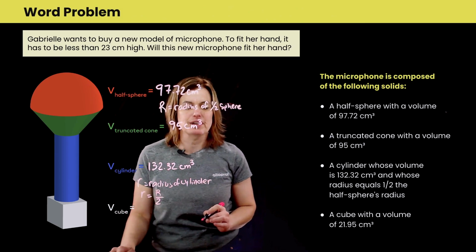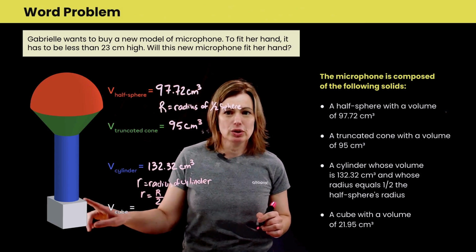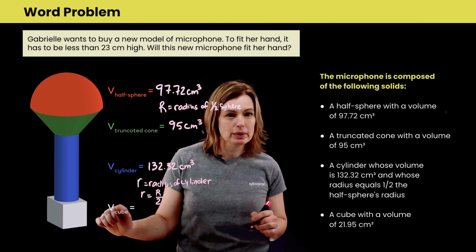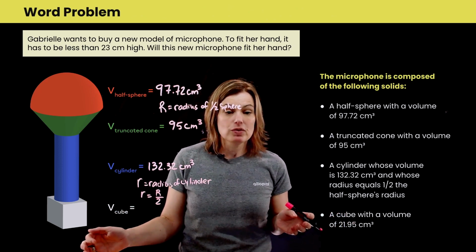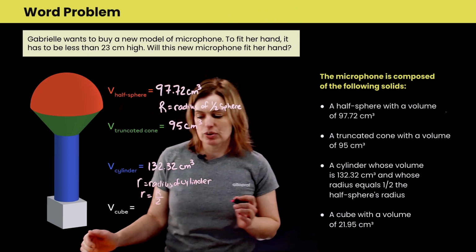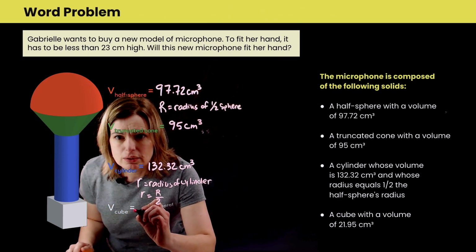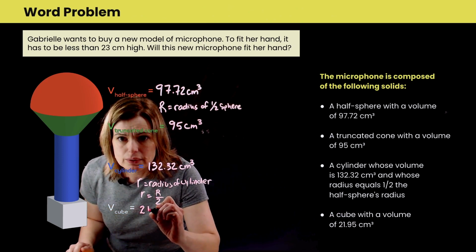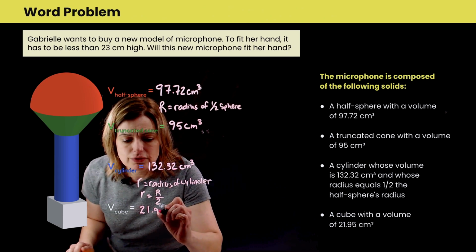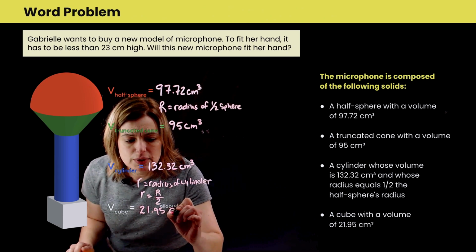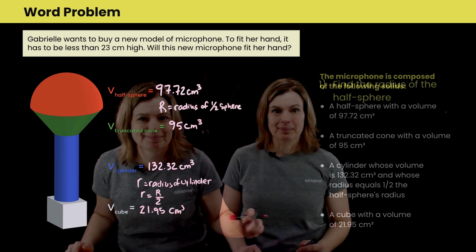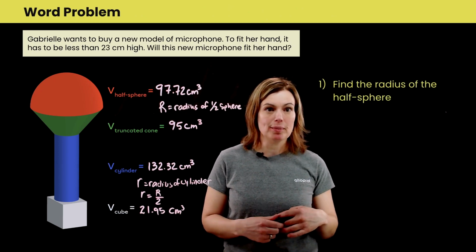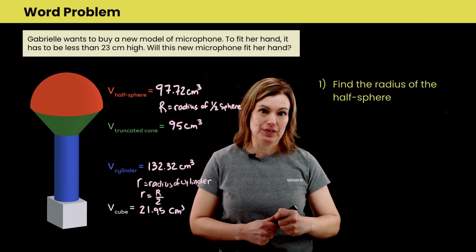All right, perfect. And finally, we have a cube, which is this gray-white color here, with a volume of 21.95 centimeters cubed. So I'm going to put that in here. 21.95 centimeters cubed. So for the first part of our problem, we're going to find the radius of the half sphere.